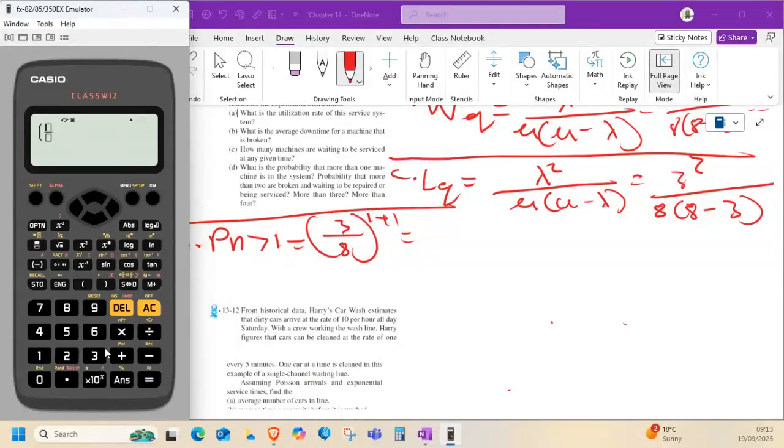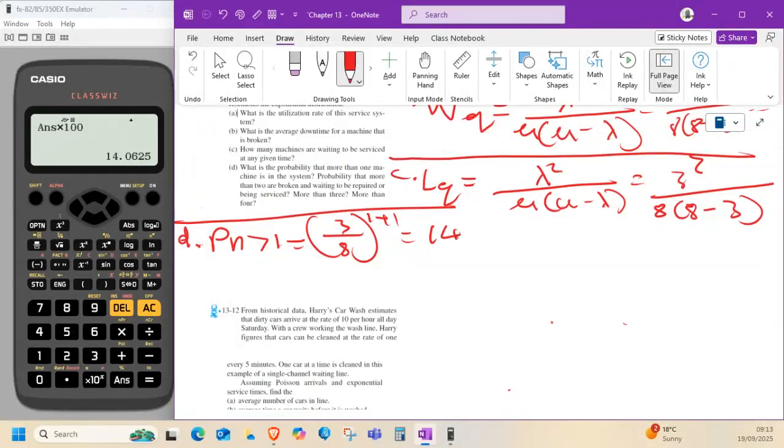Then you go to your 3 over 8, close bracket. Obviously 1 plus 1 is 2. Multiply by 100. There is a 14% chance that there's going to be one machine.